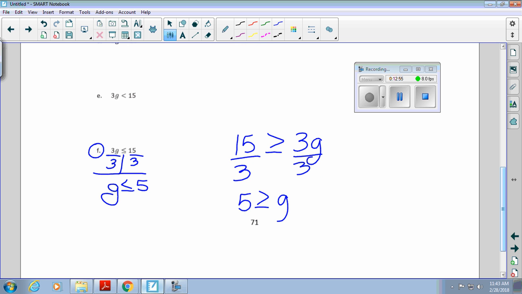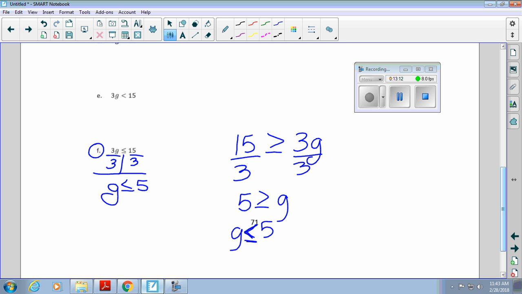Personally, what I would do is I would rewrite this and put the G here, but make sure it's still pointing, the inequality is pointing at the G. You got your or equals sign. So G is less than or equal to 5. Does that make sense?